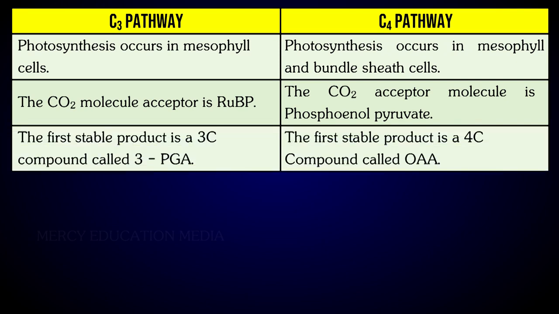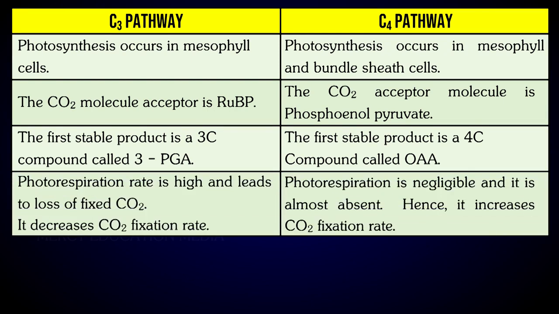In C3 pathway, the first stable product is a 3C compound called 3PGA. In C4 pathway, the first stable product is a 4C compound called OAA. In C3 pathway, photorespiration rate is high and it leads to the loss of fixed carbon dioxide. It decreases carbon dioxide fixation rate. In C4 pathway, photorespiration is negligible and almost absent. Hence, it increases carbon dioxide fixation rate.